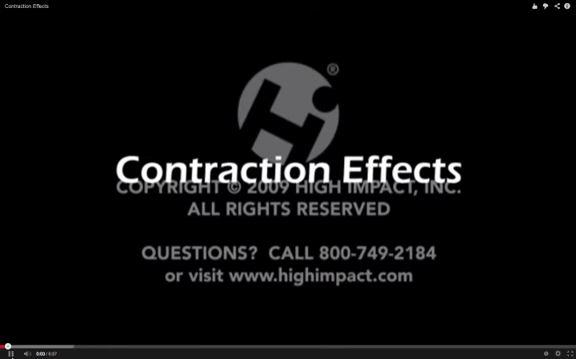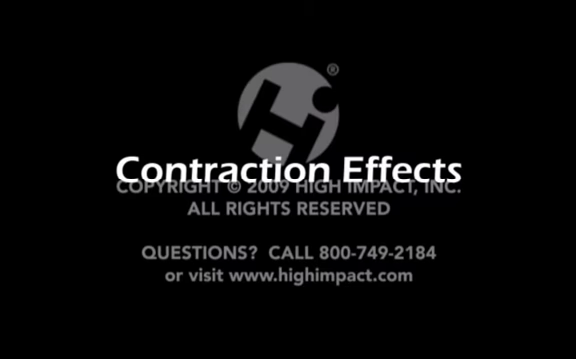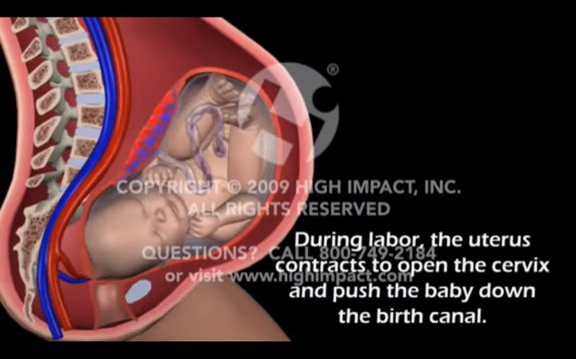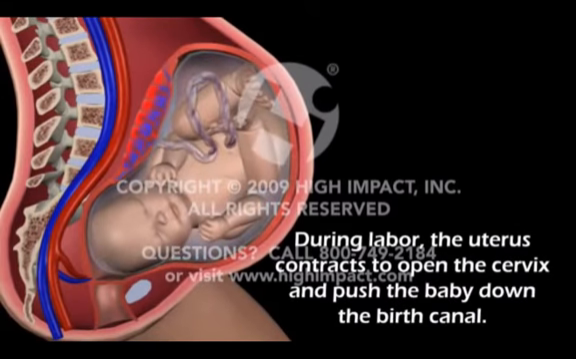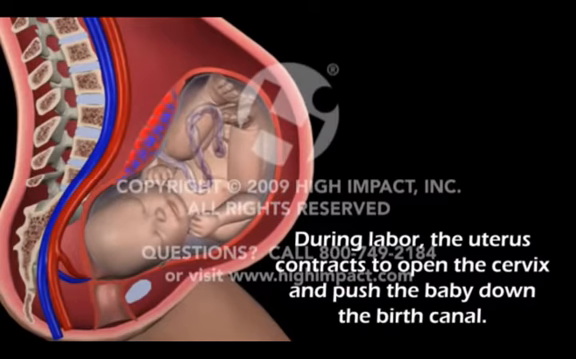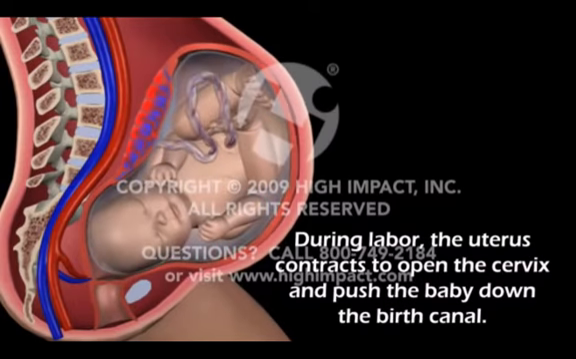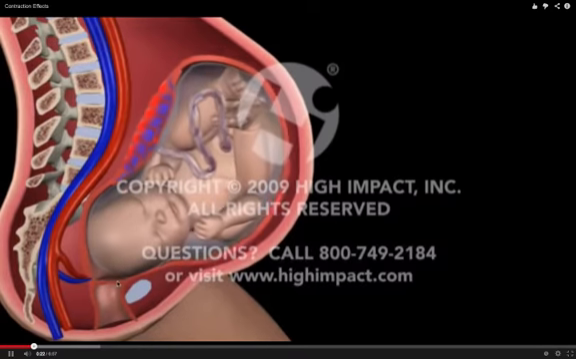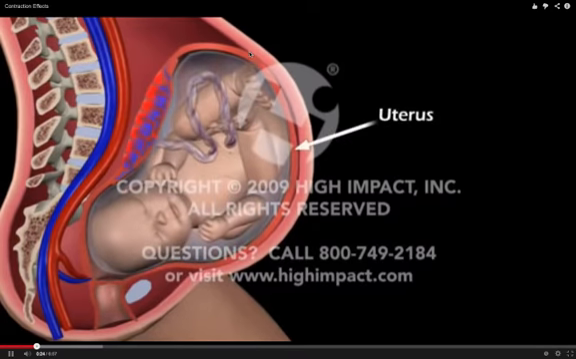What this video is going to do is show us the effect that contractions have on the baby, the uterus, and the blood supply. So what you can see here is that the uterus is contracting, and the job of the uterus is to contract from the fundus and to pull the cervix up. So pull the cervix on each side. The contraction originates in the fundus.